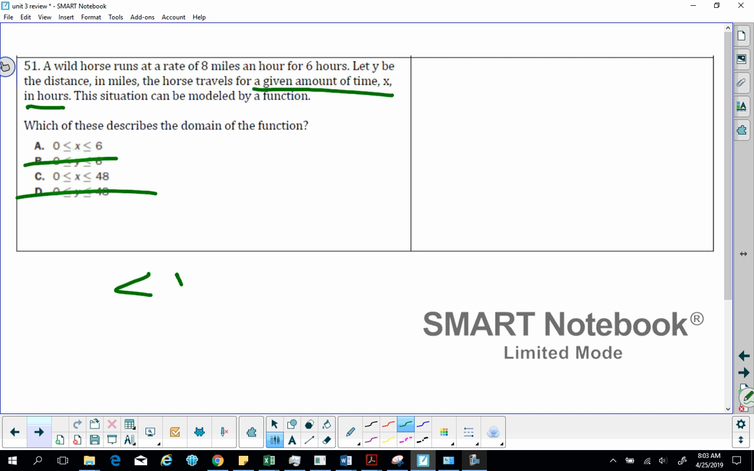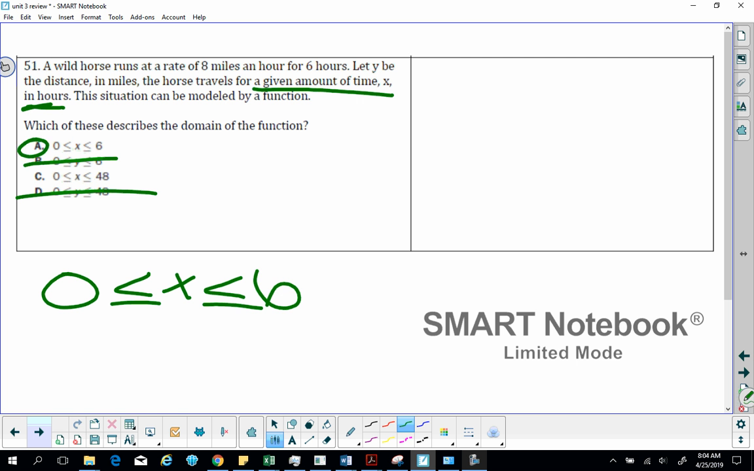So if they're talking about this horse, and they're saying the horse runs at a rate of 8 miles per hour, and it runs a total of 6 hours. What's the smallest amount of hours, because that's what it tells me X is. What's the smallest amount of hours this horse runs? So what's the smallest amount if the horse didn't even start? 0. How many hours is this horse running for?